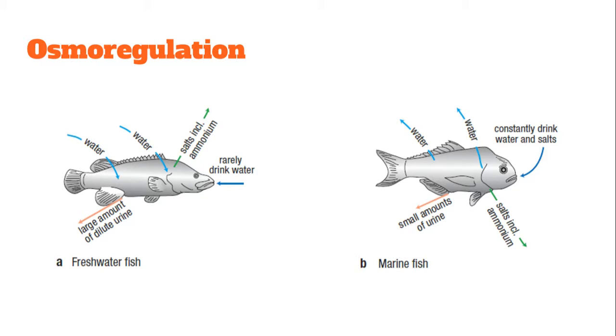If we look at example B, we're talking about a marine fish, so that's a fish that's swimming in salt water. Because there is more salt in the water that it's swimming in than in the fish, water is going to leave the fish's body, which means that the fish does actually have to drink to make sure that it's keeping the right level of water and salts within the body. Because of this, the fish wants to conserve water, so they produce small amounts of urine that are highly concentrated, so completely different to the freshwater fish.